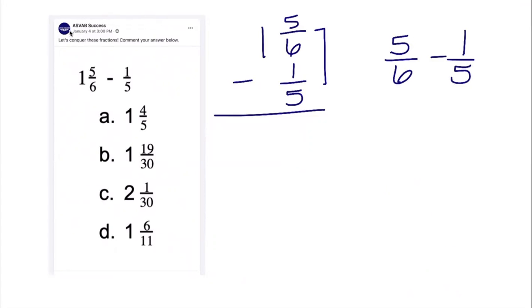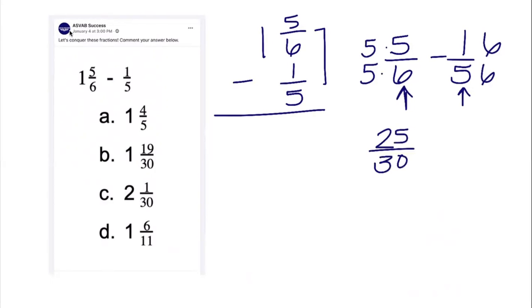How do I give them the same denominator? To me, the easiest way is multiplying each fraction by the denominator of the other. That sounds weird, but basically that means if the denominator here is 5, this side gets multiplied by 5. And if the denominator is 6 here, this side gets multiplied by 6. When I do that, I get 25 over 30 minus 6 over 30. Now they have the same denominator. Once I have that, I subtract the tops. 25 minus 6 gives me 19 over 30.